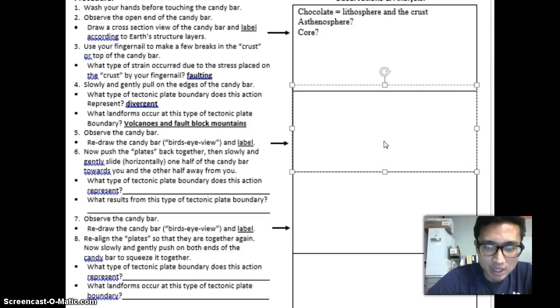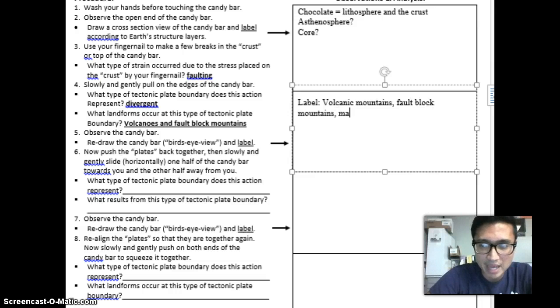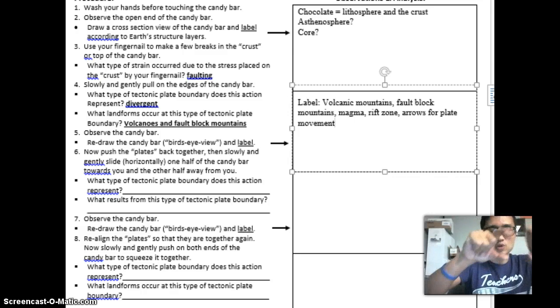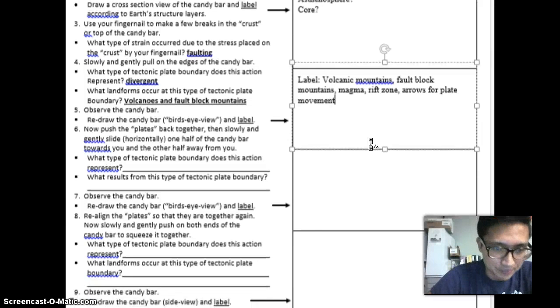So over here on this part of your diagram, I would ask you to label the following items. Volcanic mountains, fault block mountains, magma, rift zones, and I also want you to show arrows for movement. So go ahead and draw your candy bars moving apart. You would draw an arrow showing that they're moving apart.